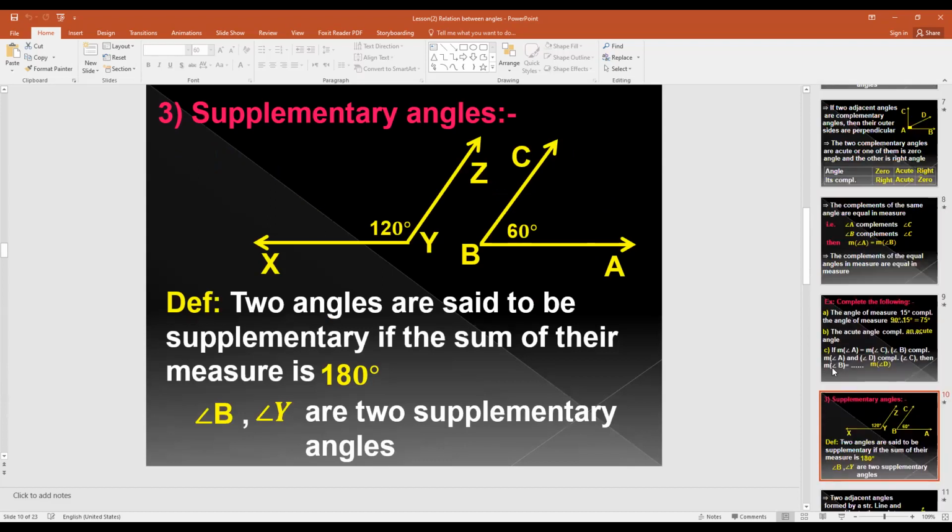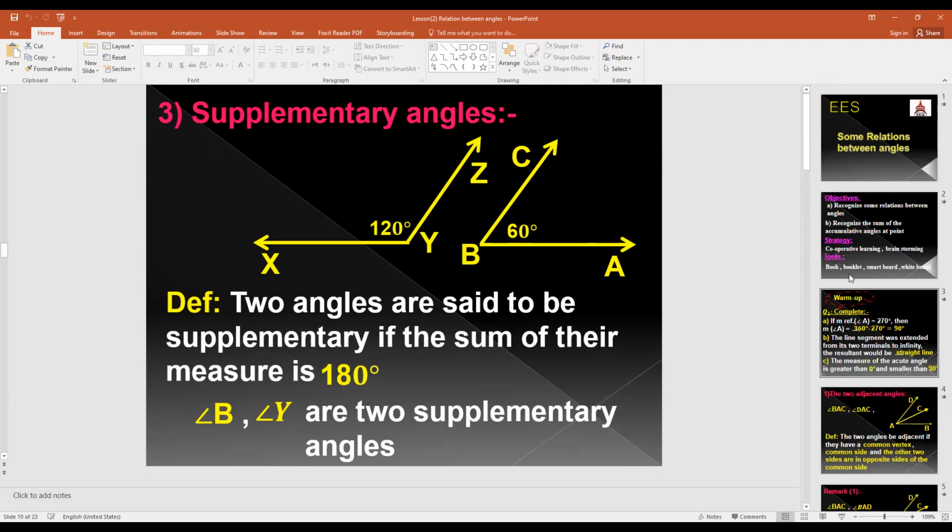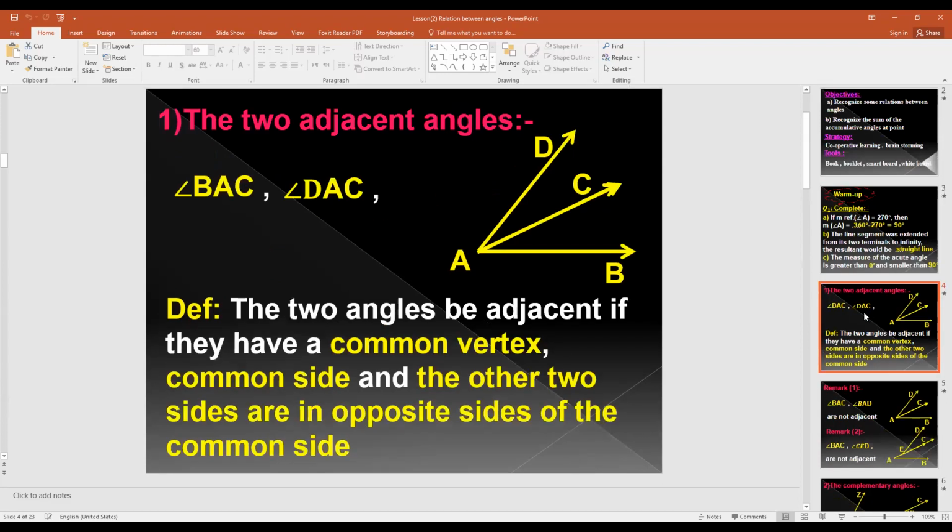And we have studied the adjacent angles, and we say that the two angles are adjacent angles if we have three conditions. First condition is the two angles have a common vertex, second condition the two angles have a common side, and third condition the two outer sides are in the opposite sides of the common side.